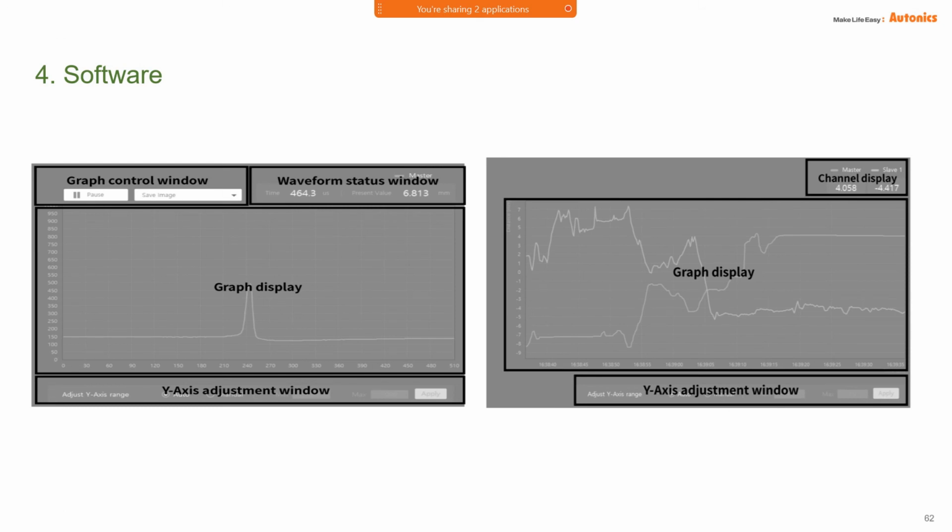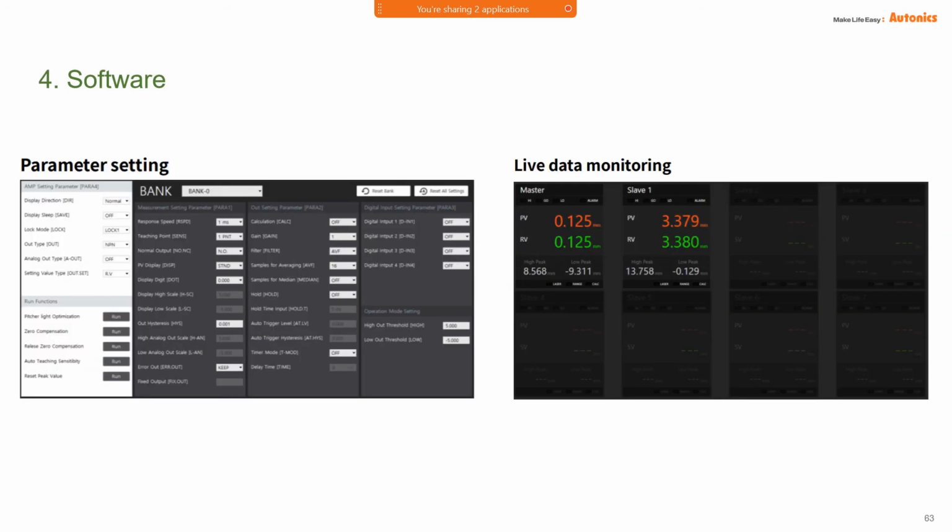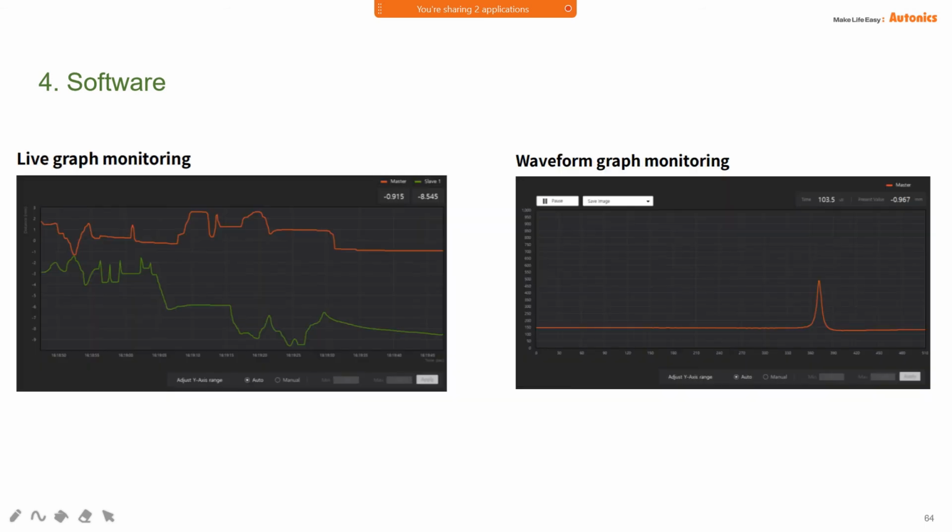Okay, graph control window, you have a waveform status window and graph display. So for the y-axis, parameter setting, and then you can check the live data monitoring, so live graph monitoring and waveform graph monitoring.